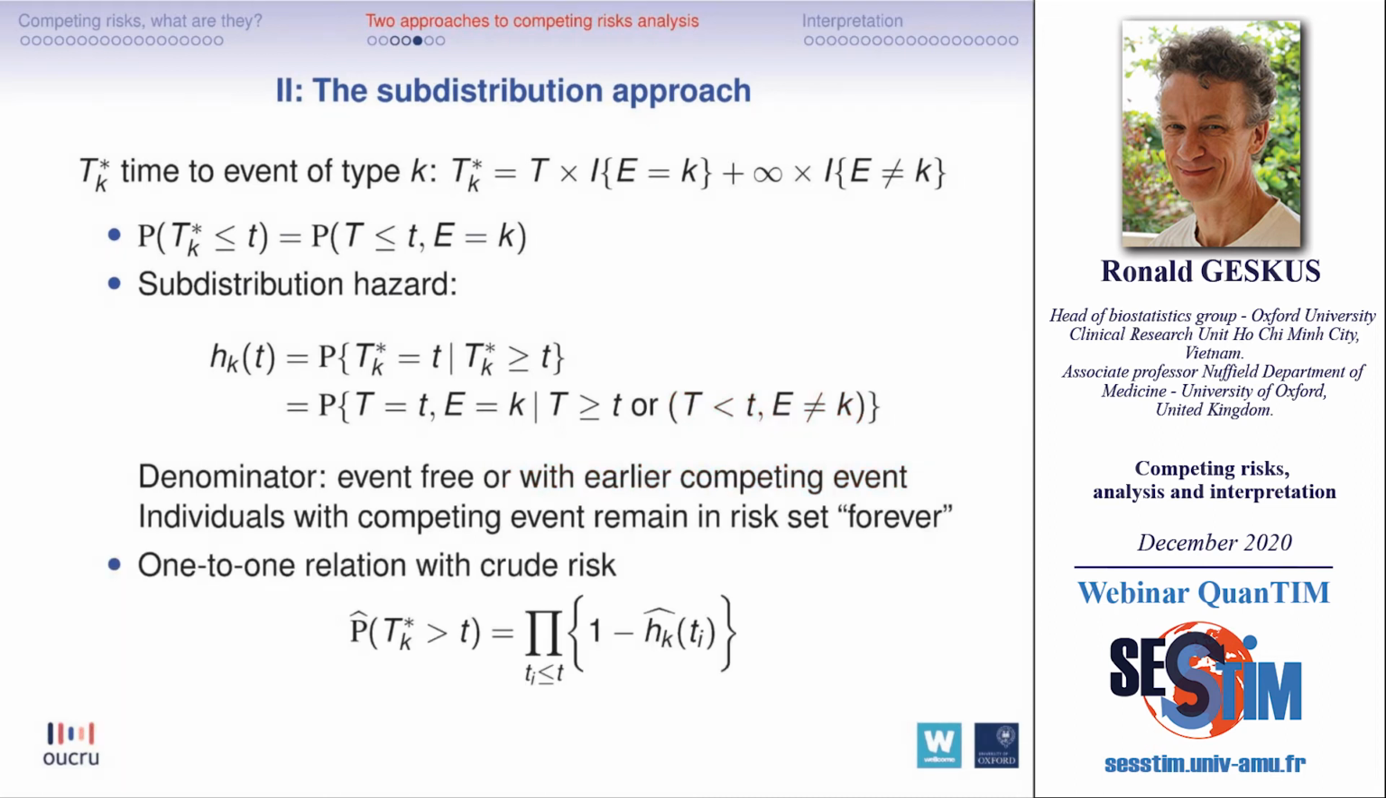And again, just like before in the standard survival setting, the one-to-one relation with the crude risk holds. So we can, for example, also use a Kaplan-Meier type estimator, with the only difference now that individuals with a competing event are not treated as censored, but they remain in the risk set.